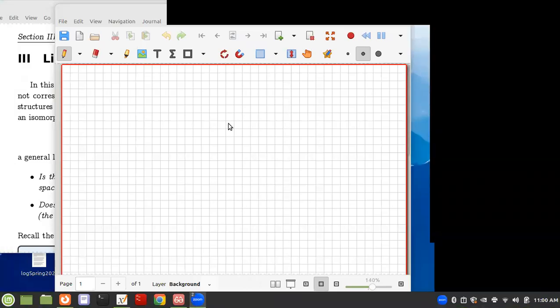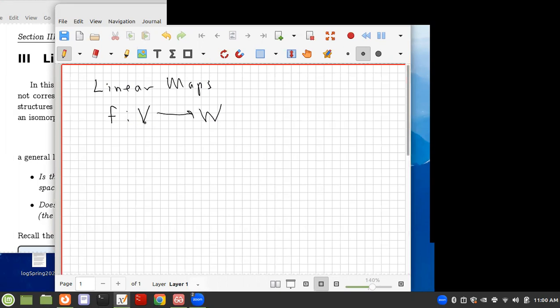Okay, so we've been starting a new topic, linear maps. And these are maps between vector spaces. So if I had a map F from a vector space V to a vector space W, then I say this, the first one.